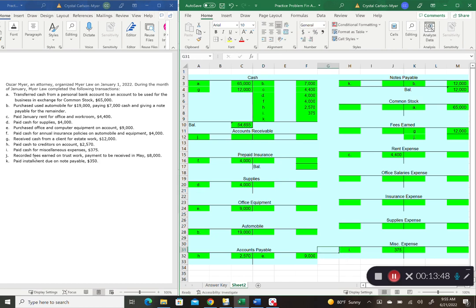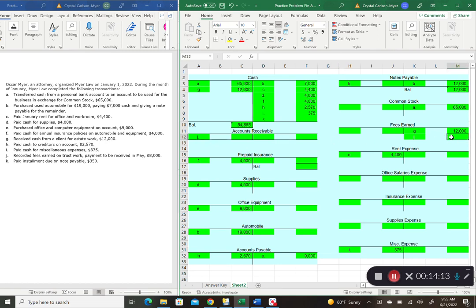And then J, recorded fees on trust work, payment to be received in May. It was $8,000 worth of work. Anytime you've actually performed the work, you can go ahead and record fees earned because you have earned it. So revenue cannot be recorded until it has actually been earned, which means the work has been completed or the products have been delivered. So we're going to go ahead and record fees earned of $8,000.